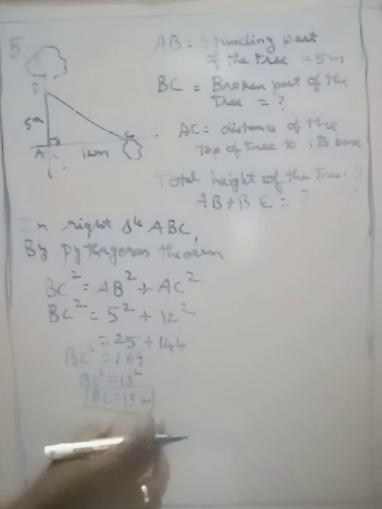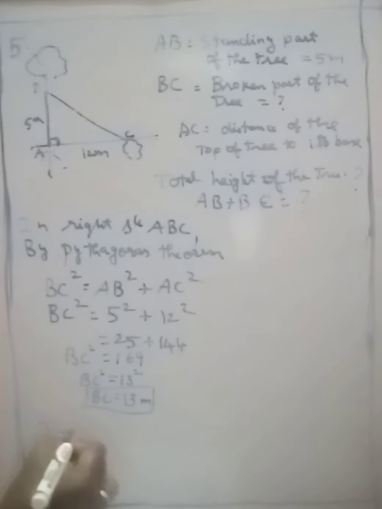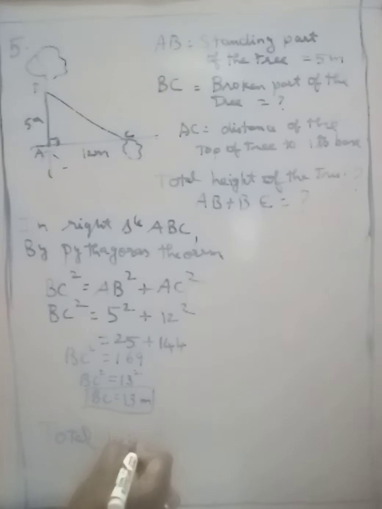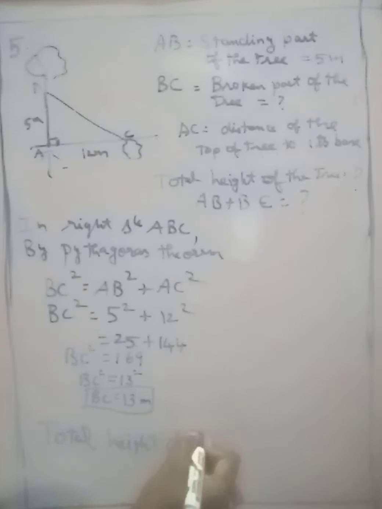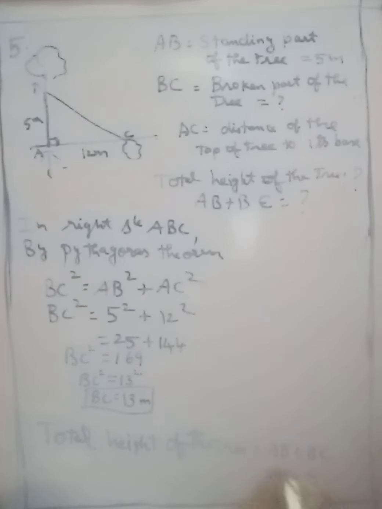Remember, this is not our answer. We have to find the total height of the tree. So total height of the tree equals AB plus BC. What is AB? 5 meter, plus BC we have just found now, 13 meter. That is 18. So 18 meter is our answer. Okay children, don't think it as 13. 18 meter is our answer.